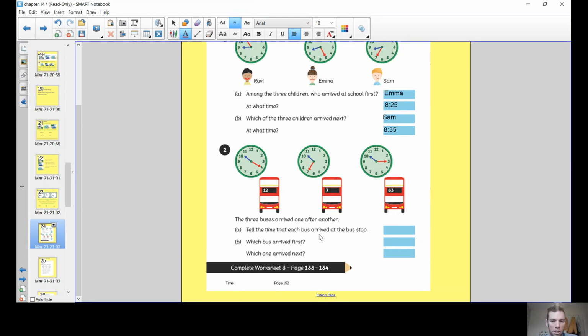So tell the time that each bus arrived at the stop. Okay, well, I've done that. I don't think I have space to write them in that box. I'm going to move on. Which bus arrived first? That is our 10:15. Which one arrived next? 10:20. That's this one here. I'll write them on to the buses just to help us. So this one arrived first, and this one arrived second. That would mean that this one did arrive the latest, or third.